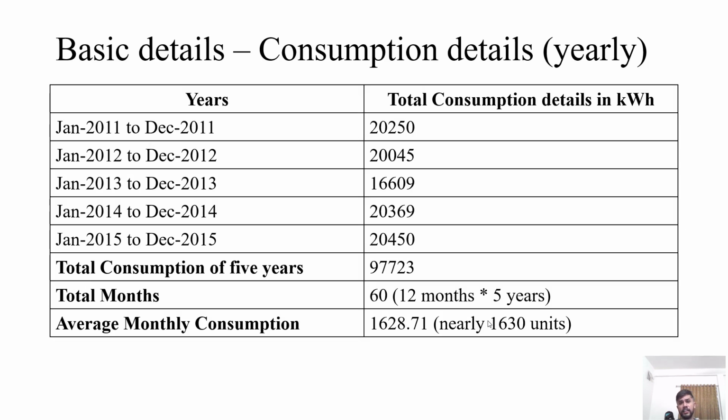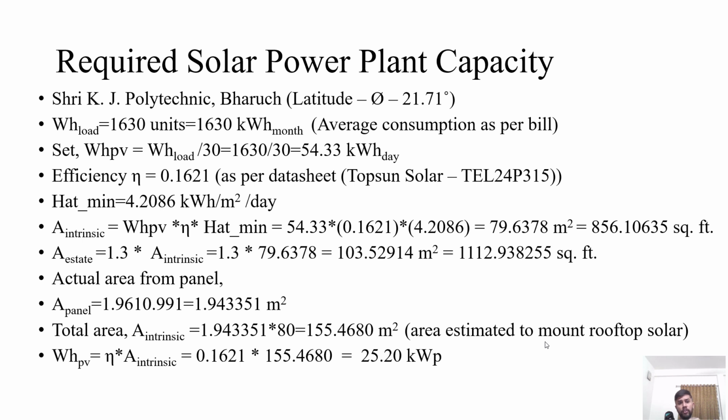These are the basic details of yearly consumption for the last 5 years before installing solar that we have carried out. These are the consumptions in kilowatt hours. The total consumption of the 5 years is this, and the average is 1628.71, so nearly 1630 units are consumed. So considering this low demand of 1630 units, we have set the PV capacity.